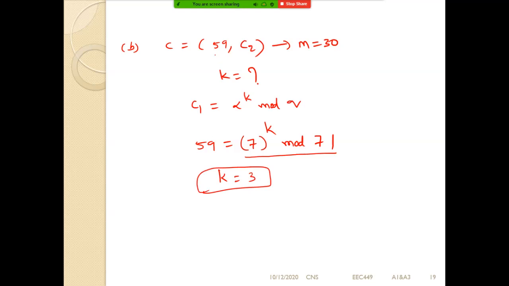Next. So now, can we find C2? Once we know small k, so what is the capital K? Alpha power k mod q. So alpha is 7 power 3 mod 71. Tell me what is this value? So 59 only. Yes or no? Correct or no? Capital K is also 59. Yes, sir. Sir, it should be YB power K mod Q, no, sir? Correct.